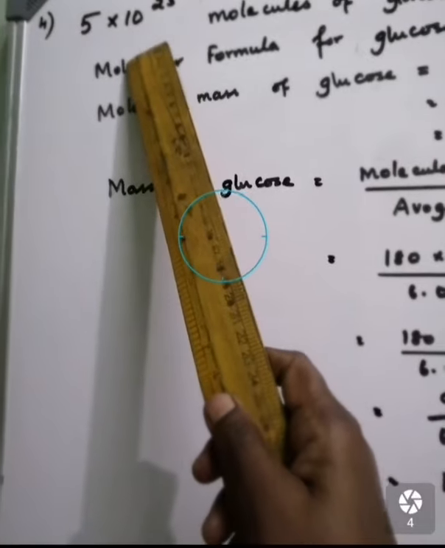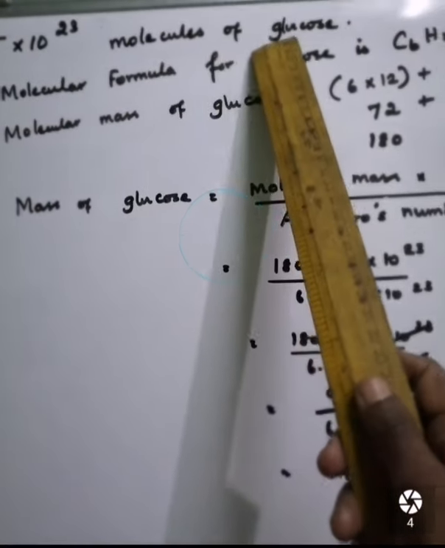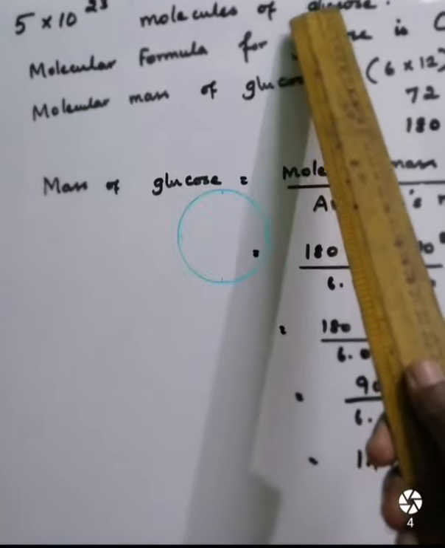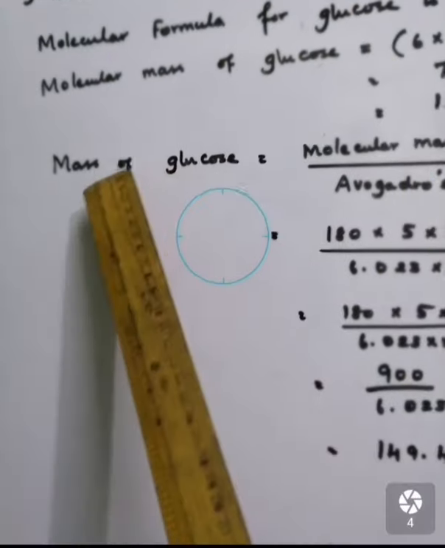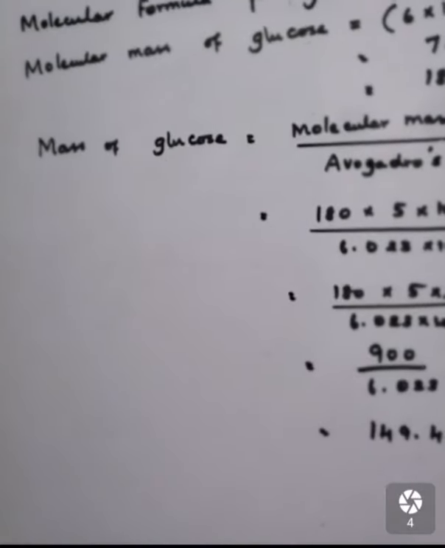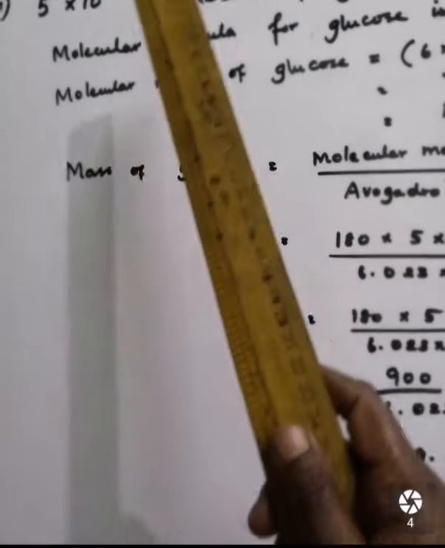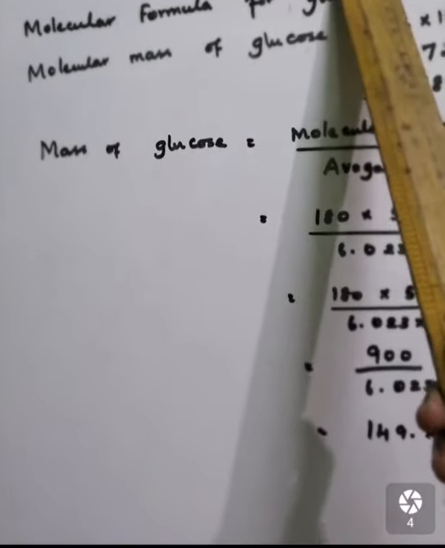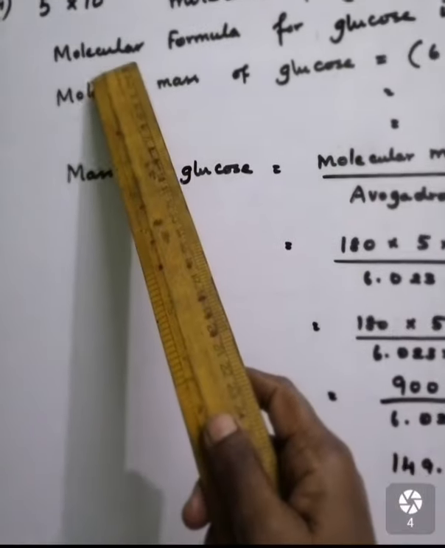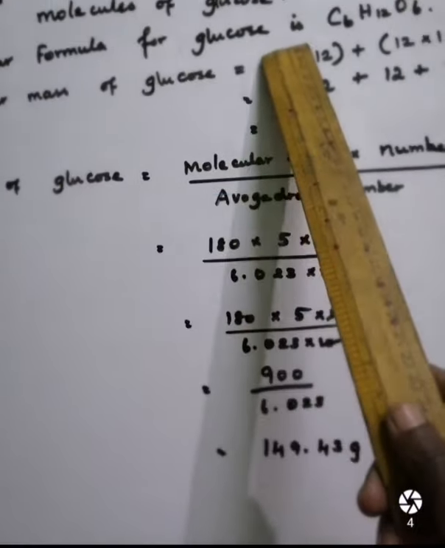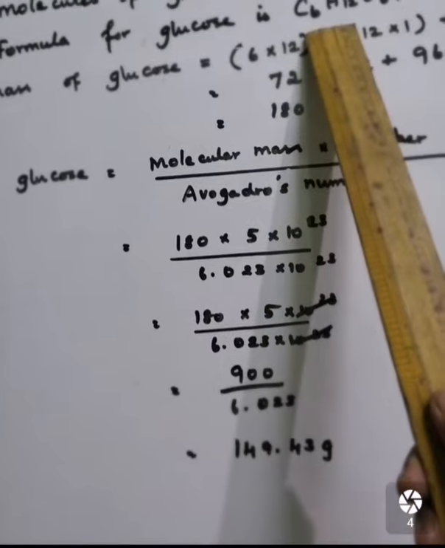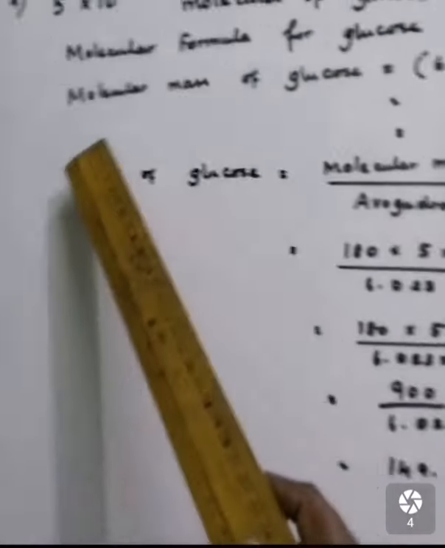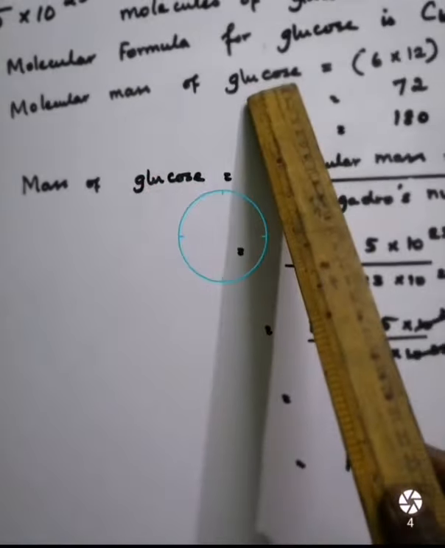5 into 10 to the power of 23 molecules of glucose. We are going to find out the mass of the glucose in it. So, first of all, we are going to find out the molecular mass of glucose. For that, I have written molecular formula of glucose is C6H12O6. Molecular mass of glucose.